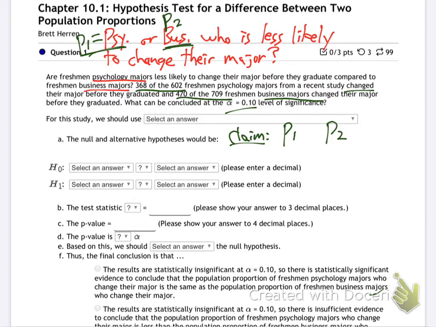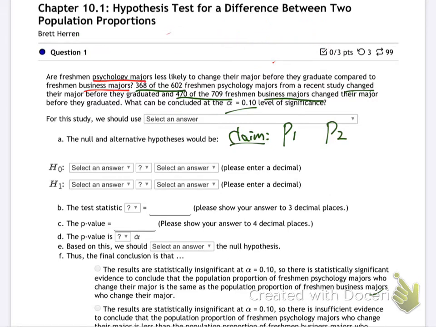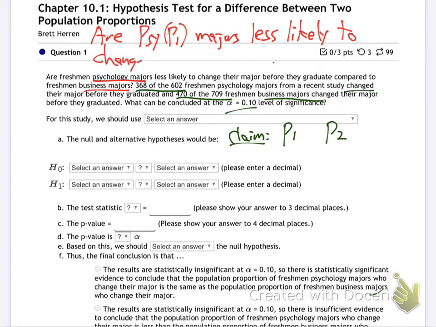So what they said is, they didn't say who is less likely. They said, are the psych majors less likely? I should have written it that way. Let me fix that, because that's what they said. Are psych majors, which we're calling p1, less likely to change than the business majors, which we're calling p2? So are the psych majors less likely to change?